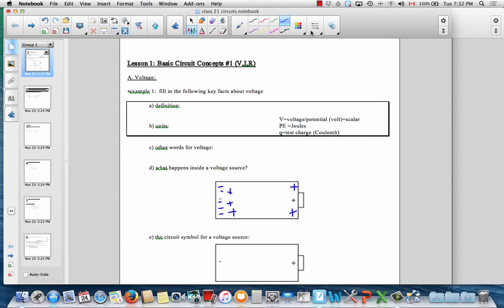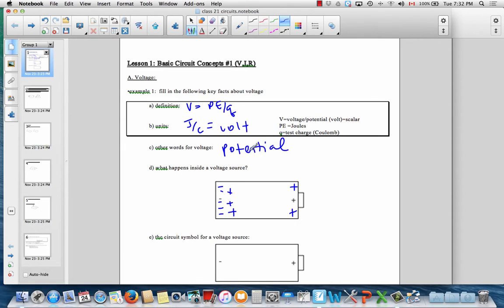Okay, so let's learn a little bit about electric circuits. Some key concepts. First of all, voltage. We've already talked about it. It's the ratio of energy per charge, and its units are joules per coulomb, or volts. It's otherwise known as potential.